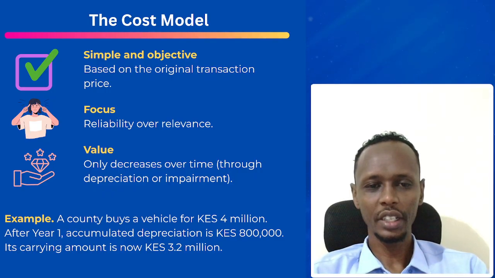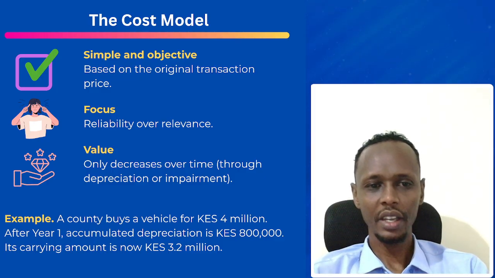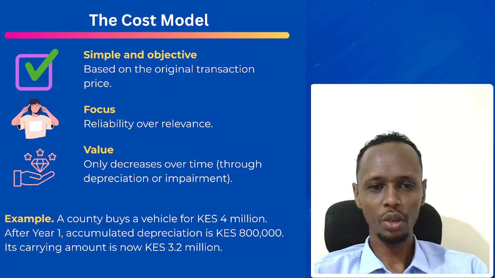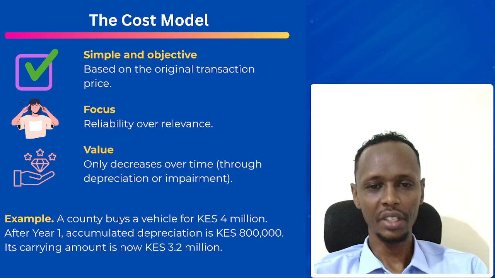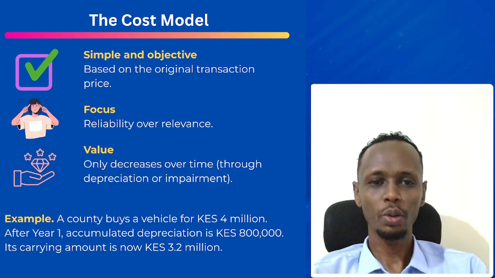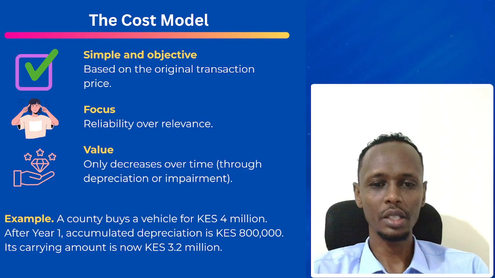Then the value only decreases over time through depreciation or impairment. Example: a county buys a vehicle for Kenyan shillings 4 million. After year one, accumulated depreciation, say, is 800,000. The carrying amount is now Kenyan shillings 3.2 million. It has only decreased by depreciation or impairment, so you don't go back to the market and revalue again. You just continue with the depreciation. Depreciation, as we know, is a management estimate.